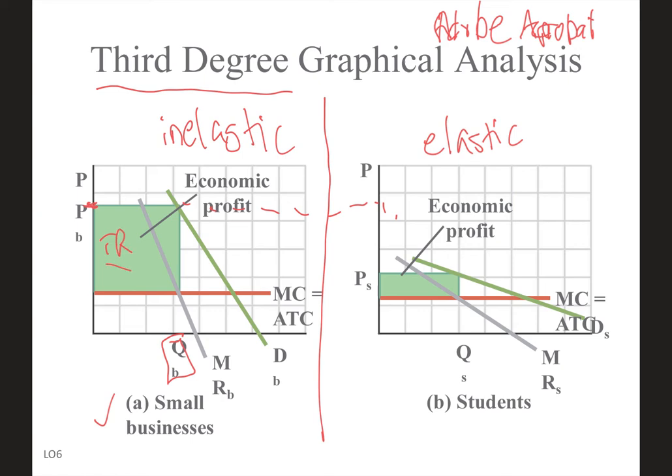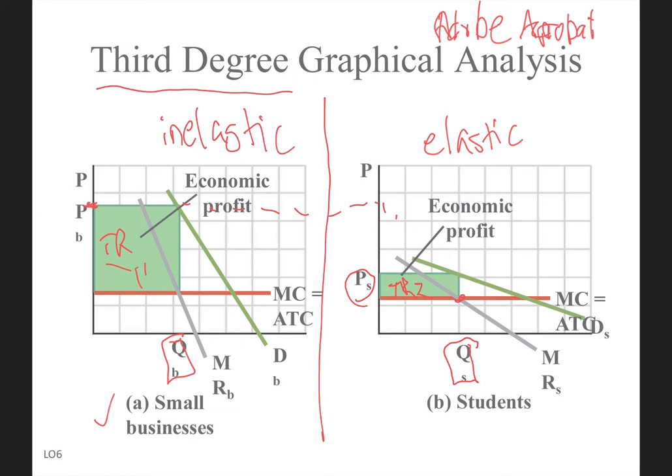In the case of our students, which is much more elastic, we have a flatter demand curve. If we were to see an increase in the price, we would expect a very, very big drop in quantity. And if we lower the price, we have a very big increase in quantity. That's what it is to be elastic or very price sensitive. So at this lower price of PS, we actually get a significant number of students. And what we would be doing is looking at this total revenue 2, and adding it to total revenue 1.